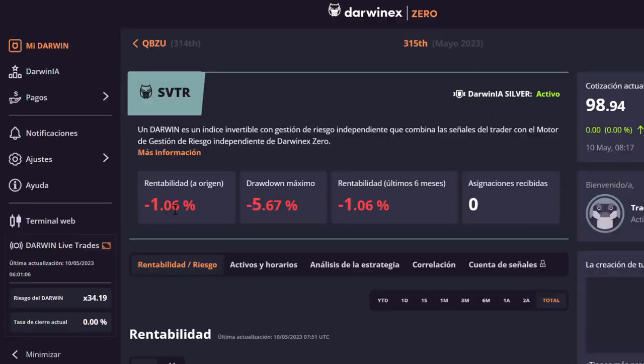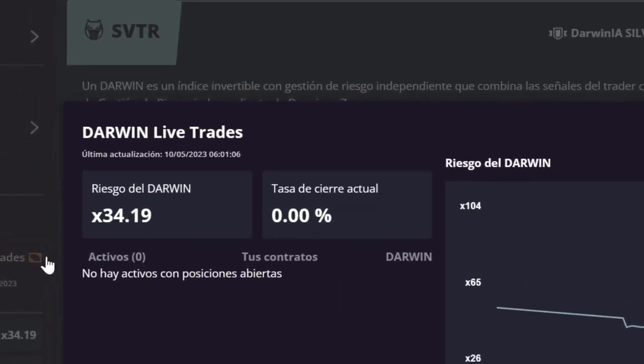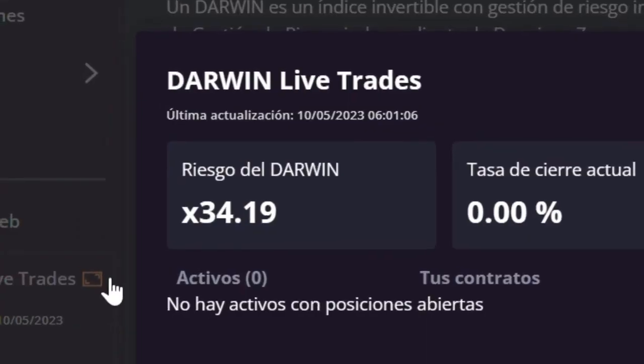This would be the training stage of Darwinex Zero. It's the phase where the risk engine is being calibrated for the subsequent creation of your Darwin. Depending on the risk you are assuming in your underlying strategy with your trading account, the algorithm will adjust that risk with a multiplier to the 5% VAR. You can find this multiplier already calculated within your own Darwin in the Darwin Live Trades tab. But how does this multiplier work?